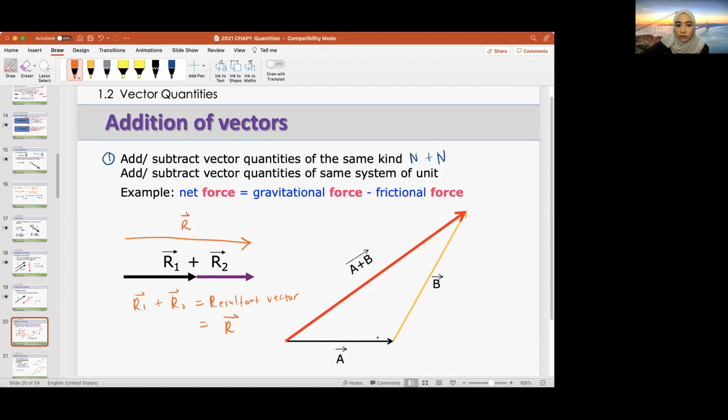So what if two vectors have different directions? This is where we have to apply special skills. Please pay attention. I want to add vector A with vector B, right? There are several ways to do it. Let's see.